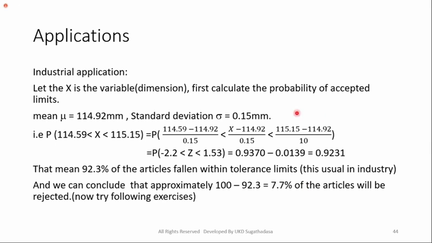But we calculate the accepted probability and the percent, how many accepted, that is 92.3% will be accepted. Therefore, 7.7% will be rejected. That means out of that particular range. This is a kind of industrial application. The accepted range should be a large number. The rejected percentage should be a small number. Only 92% we can accept. About 8% will be rejected.